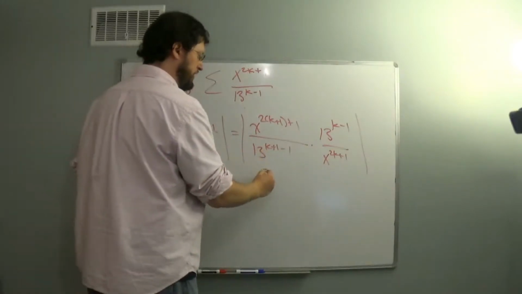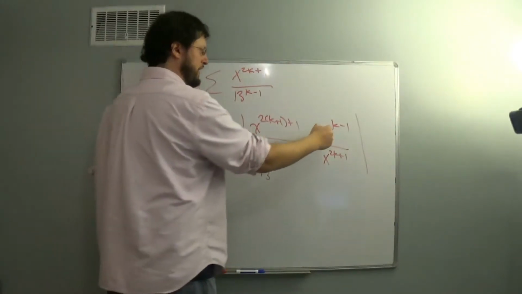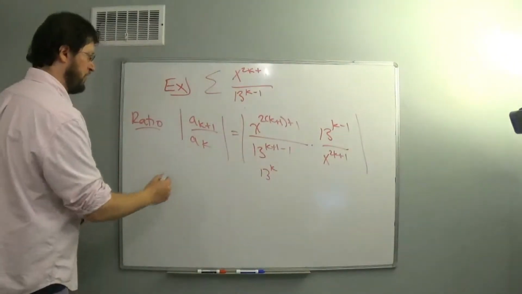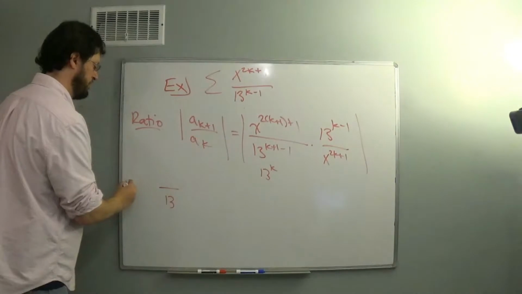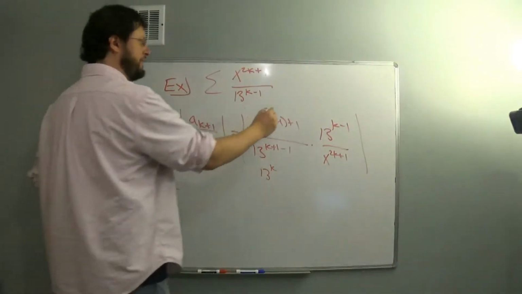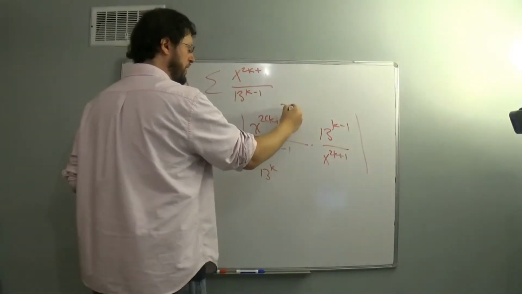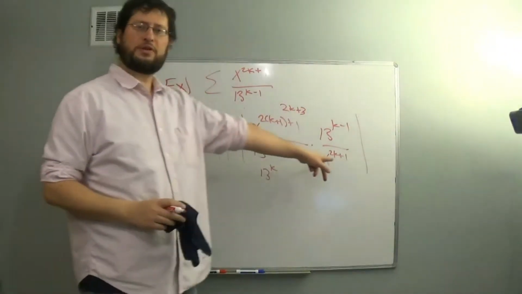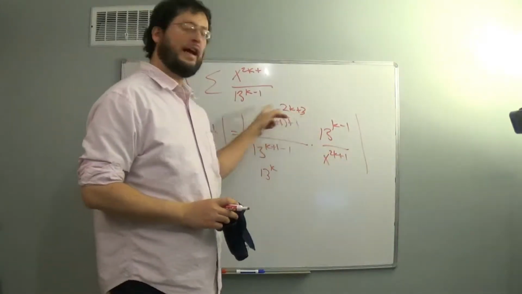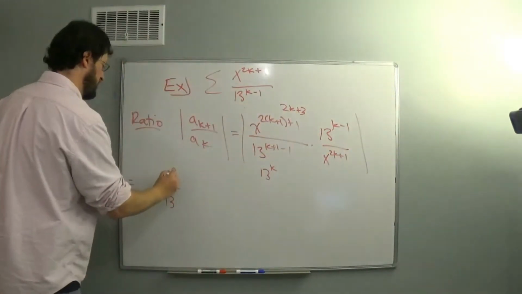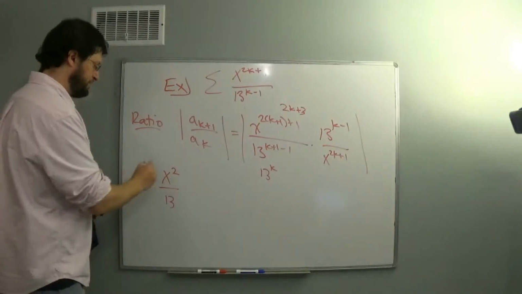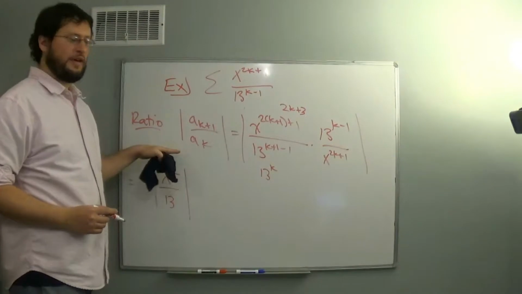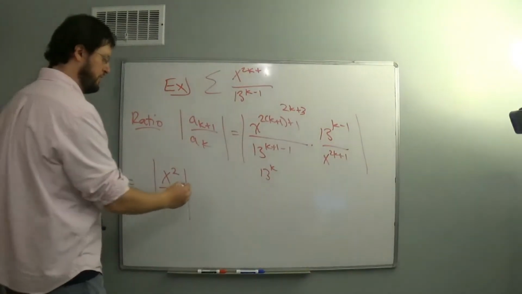Well, 13 to the k+1 minus 1 is k, and that's 13 to the k minus 1. So I have one extra k in the denominator, or 13 in the denominator. This is 2k plus 2 plus 1, which is 2k plus 3. And this is 2k plus 1. So there's two extra x's in the numerator. So that's x squared.